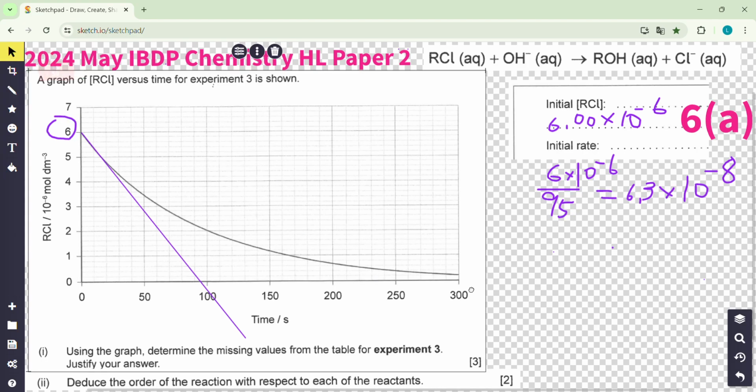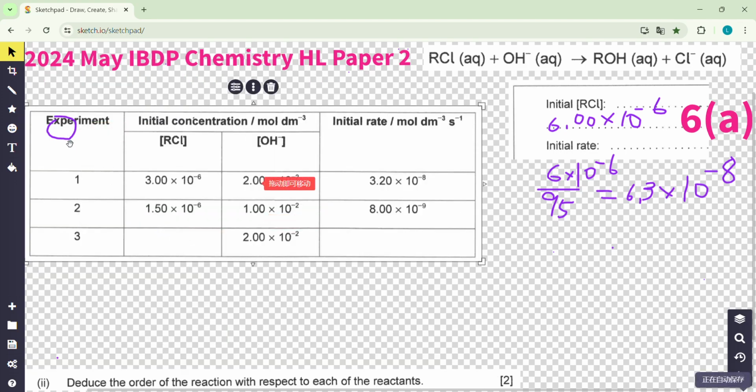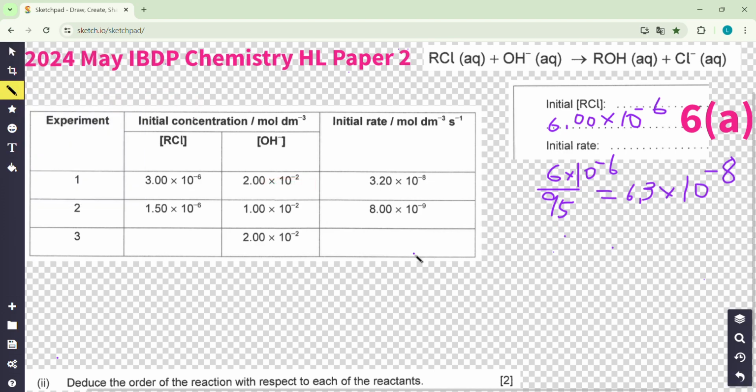Now part 2: deduce the order of reaction with respect to each of the reactants. The table is here. We just copy all the data back. The initial concentration is 6.00 times 10 to the power -6, and the initial rate is 6.3 times 10 to the power -8.